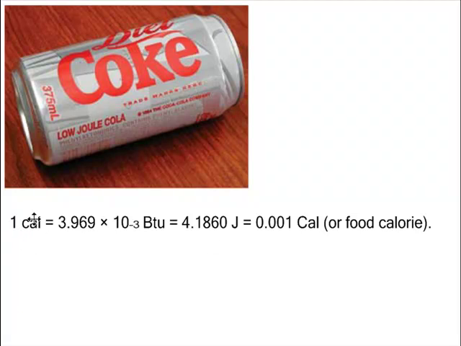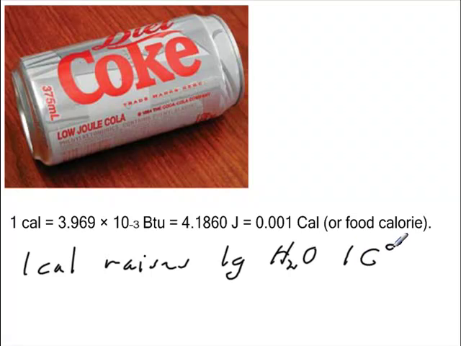A calorie, scientific calorie, is 1/1000th of a kilocalorie, or a food calorie, and it's related to a British thermal unit in this way. The original definition of a calorie had to do with the amount of energy necessary to raise 1 gram of water 1 degree Celsius. So 1 calorie raises 1 gram of water 1 Celsius degree.